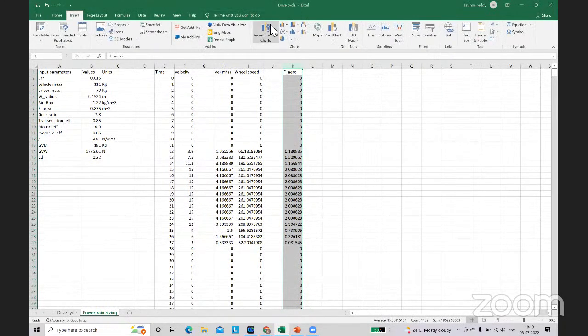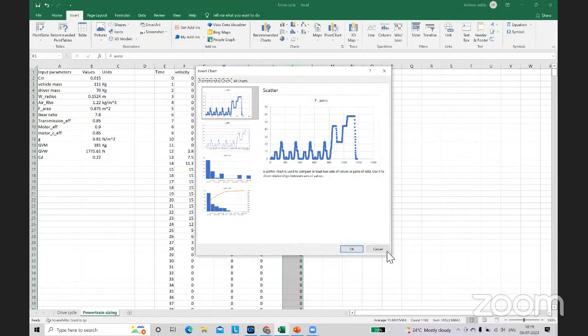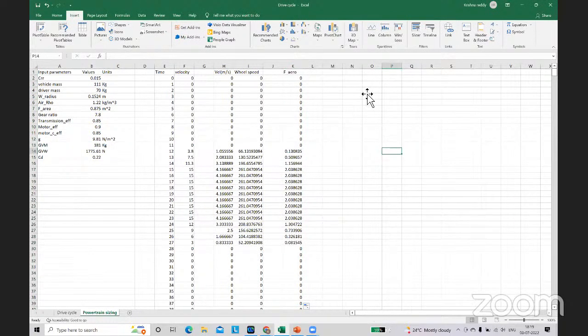Let me check it. The trend line of the velocity and the dynamic force is going to remain the same, because it is directly proportional to the velocity, right? So yeah.